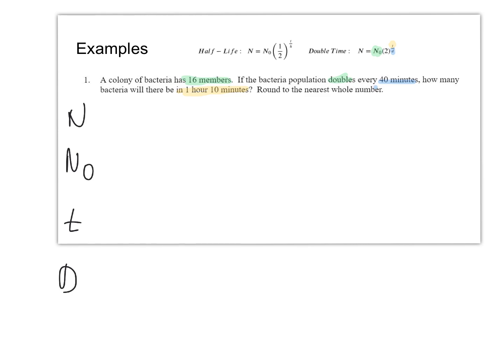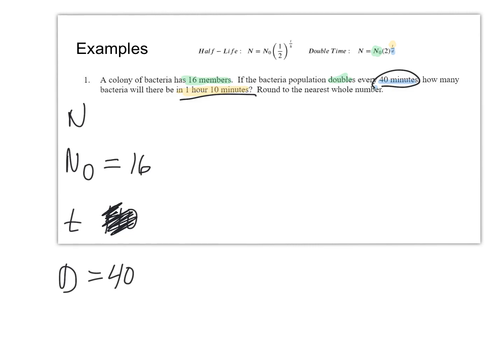All right, so let's get started. The bacteria colony has 16 members. This is 16. The population doubles every 40 minutes, so let's make this a 40. Now, here's where we have to be cautious. The time is 1 hour and 10 minutes, so we do not do 110, because 110 minutes is not an hour and 10 minutes on the clock. We have to keep these the same. Whoops, I forgot, I'm trying to use the eraser here. There we go. So we can't use 110.